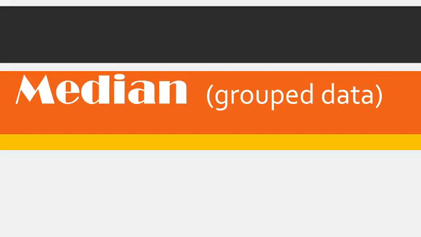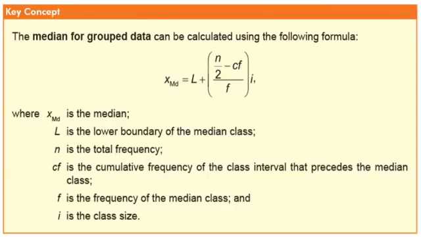Having the median of grouped data. So this will be our formula for the median of grouped data. We have here the symbol for the median over here. This one is the lower boundary of the median class. N is the total frequency.